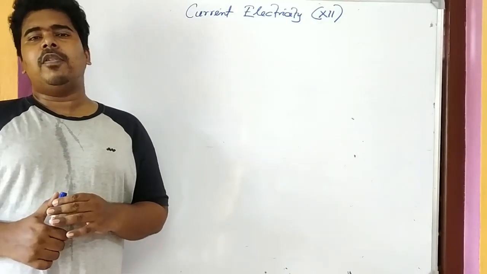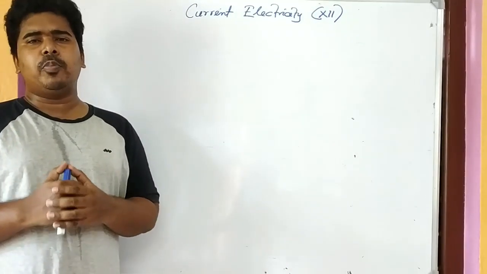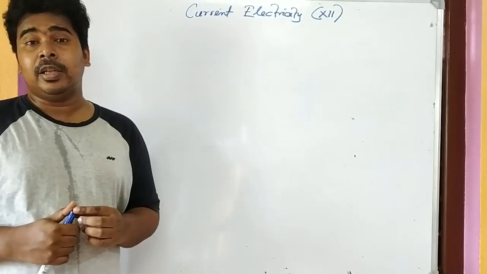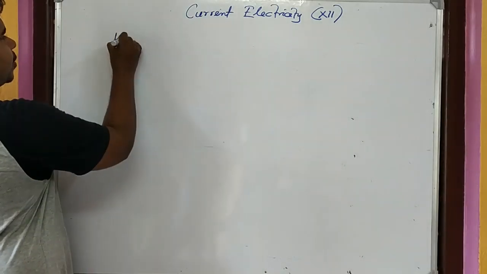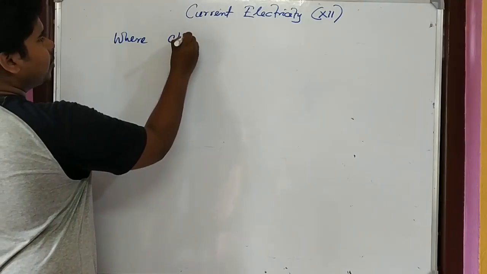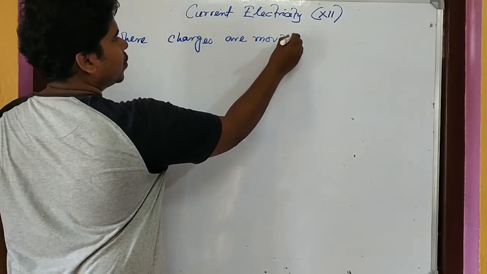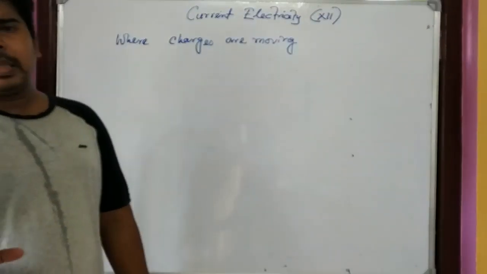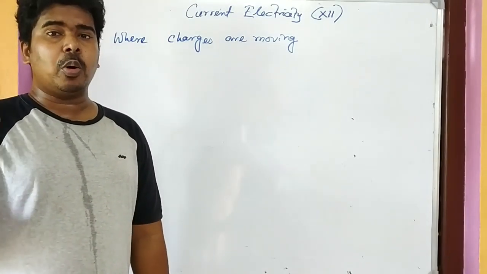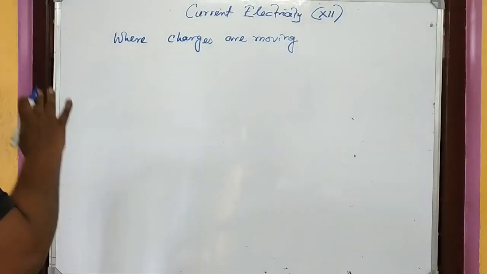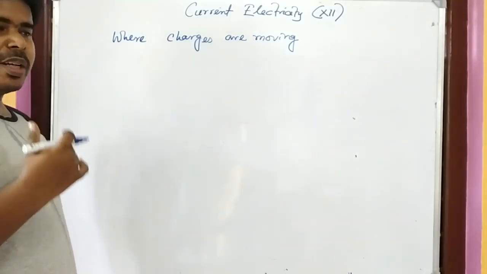In the previous chapter we have learned about electrostatics, where we learned about the charges where they are static. And in current electricity, we have to learn where the charges are moving. So current electricity means in this part we have to learn about the charges which are moving, which are not static.